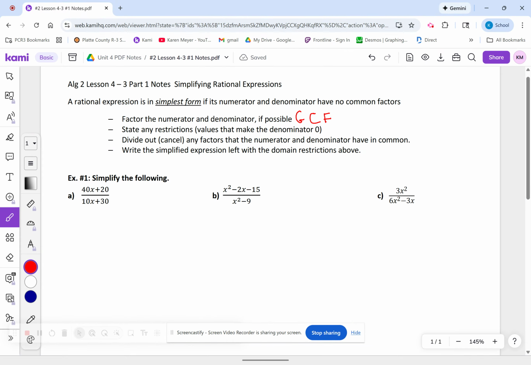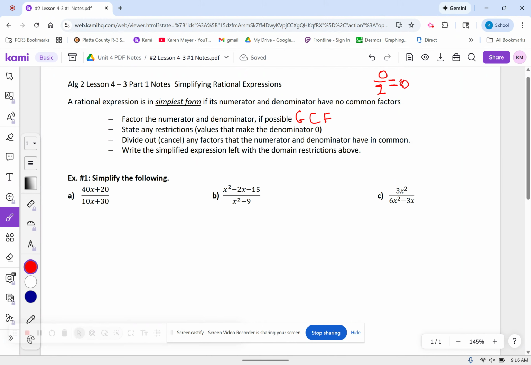Then after the GCF factoring step, we're going to state any restrictions. Restrictions are, if you look at the parentheses, whatever makes the denominator 0. If you take out your calculator and take 0 divided by 2, the calculator will say the answer is 0. No big deal, that one works out. So you can have 0 in the numerator.